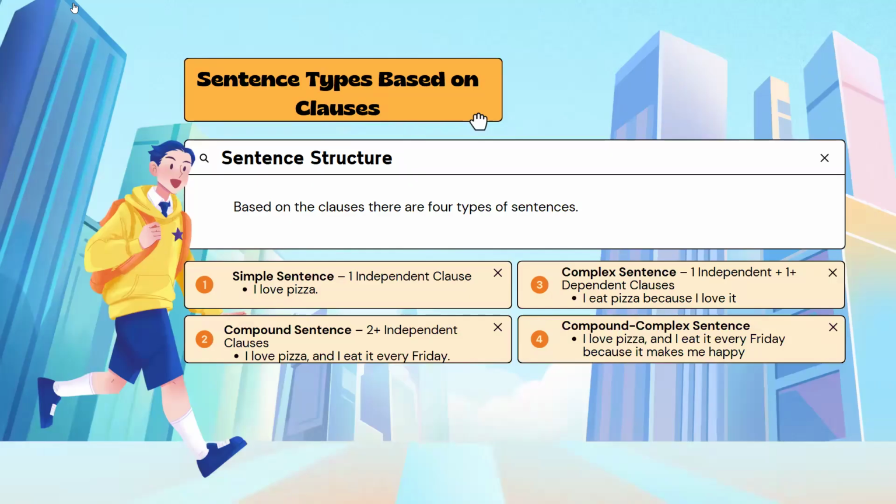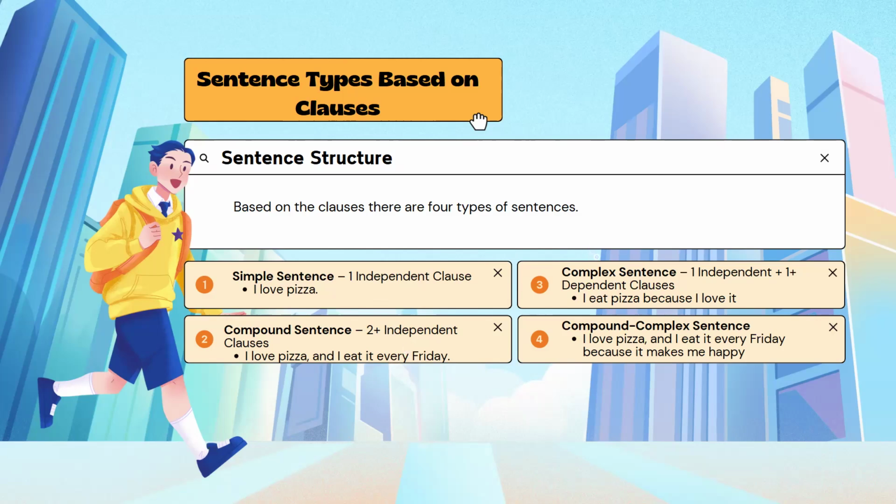Clauses help us build different kinds of sentences. Let's see how. The first one is simple sentence where you have only one independent clause. For example, I love pizza. Next, we have compound sentence where you have two or more independent clauses joined using a coordinating conjunction. I love pizza and I eat it every Friday.